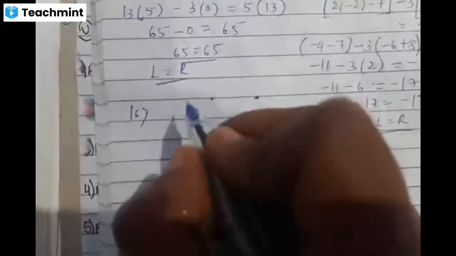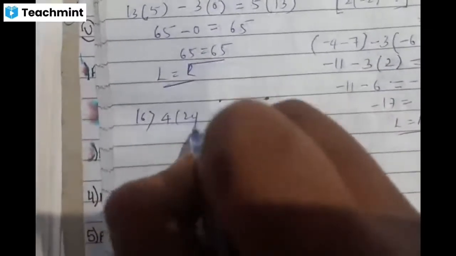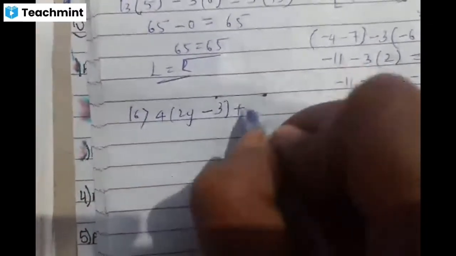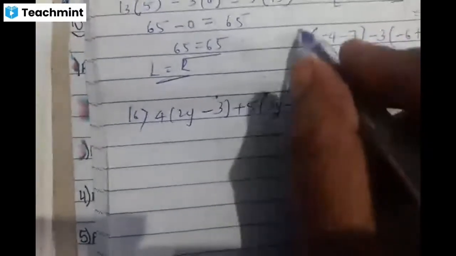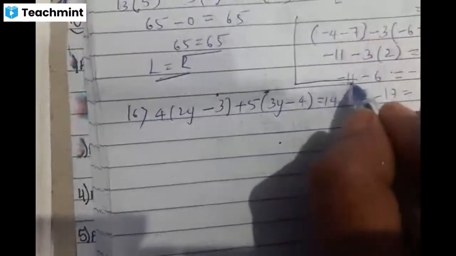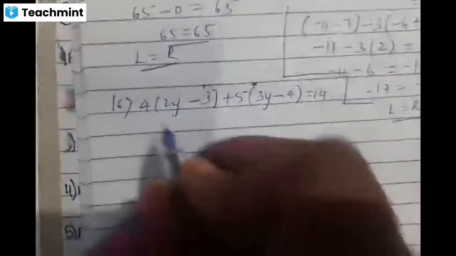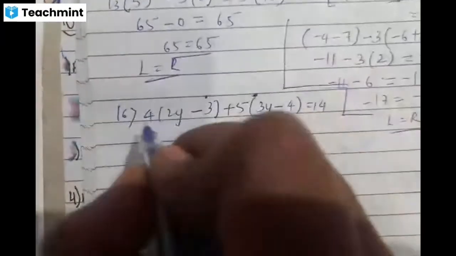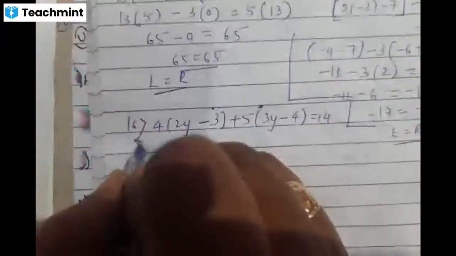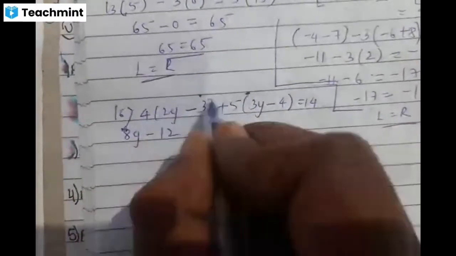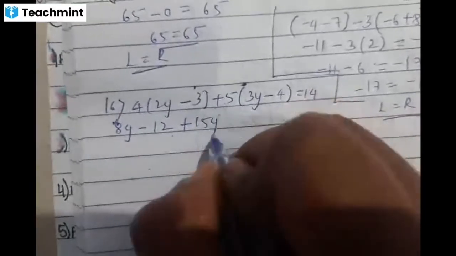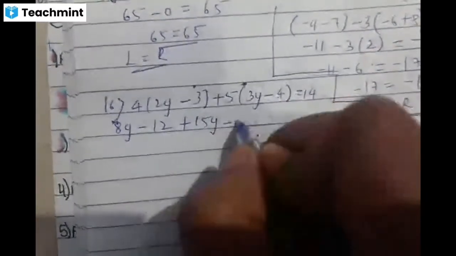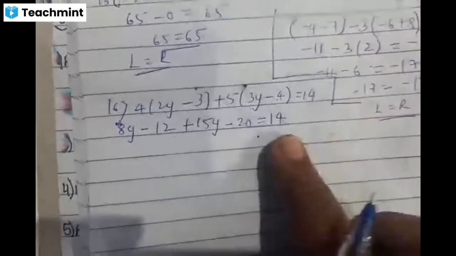Children, next is question number 16, which is 4 into 2y minus 3 plus 5 into 3y minus 4 is equal to 14. Here, it is time to remove the brackets, children. 4 2s are 8y minus 12. 4 3s are 12 plus 5 3s are 15y, plus into minus is minus, 5 4s are 20, is equal to 14 on the right hand side.